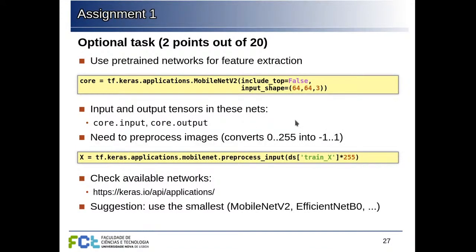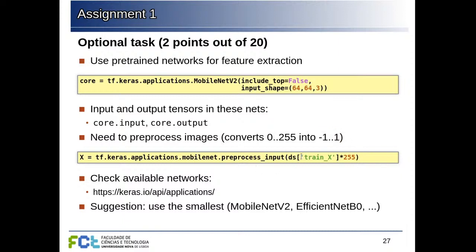You also need to pre-process images because these nets can expect images in a specific format. For example, MobileNet expects them in values between -1 and 1. So the best thing to do is to use the preprocess input function that you have for each of these networks. You can see this in the documentation, but basically this preprocess expects images with values in the range of 0 to 255, and it outputs them rescaled into -1 and 1.